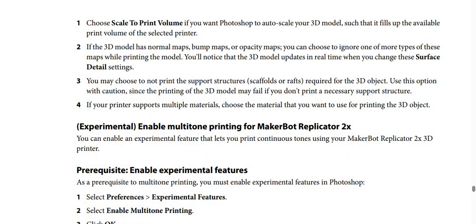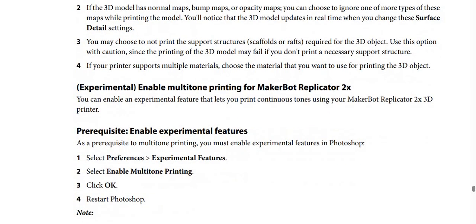Step number 3. You may choose to not print the support structures and the scaffolds or rafts required for the 3D object, but use this option with caution, since the printing of the 3D model may fail if you don't print a necessary support structure. Step number 4. If your printer supports multiple materials, you should choose the material that you want to use for printing the 3D object.